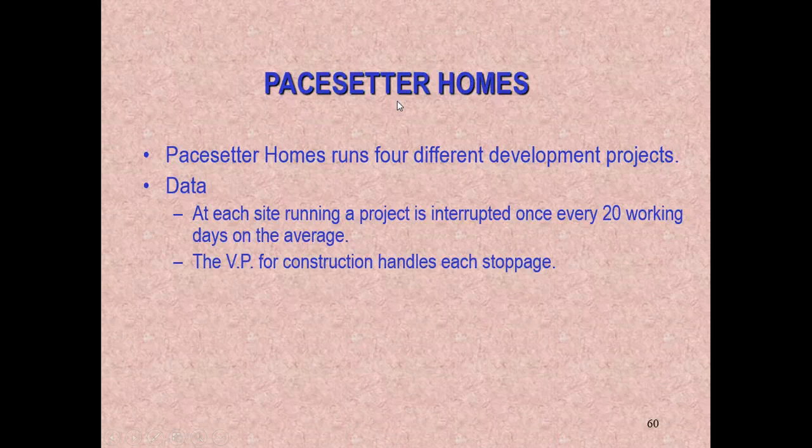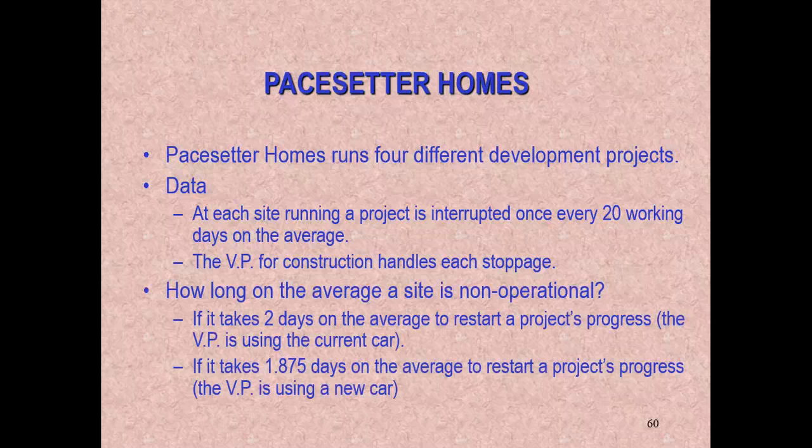Pacesetter Homes runs 4 different development projects. At each site, a running project is interrupted once every 20 days on the average. The VP for construction handles each stoppage. How long on the average is a site not operational? If it takes 2 days on the average to restart a project's progress, currently, we want to know what if it goes down to 1.875 days.